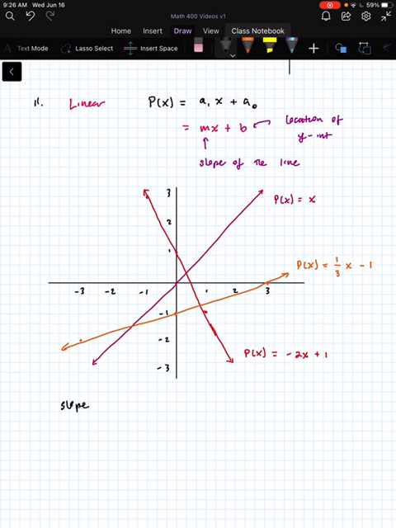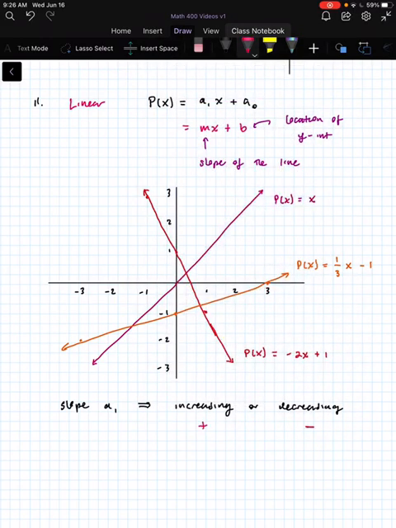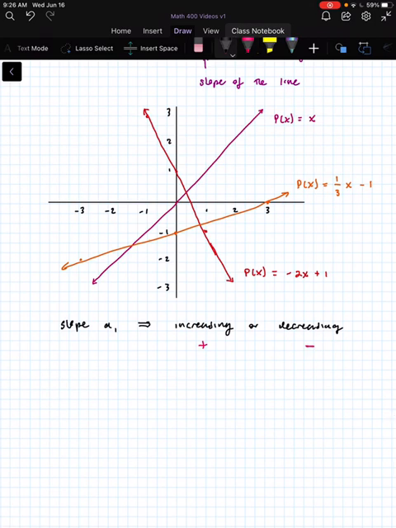All right, so some key observations here. The slope, which is a1, determines whether the function is increasing or decreasing. Namely, if it's positive, it's increasing. If it's negative, it's decreasing. The y-intercept, on the other hand, is determined by a0. So, in other words, we pass through the point (0, a0).